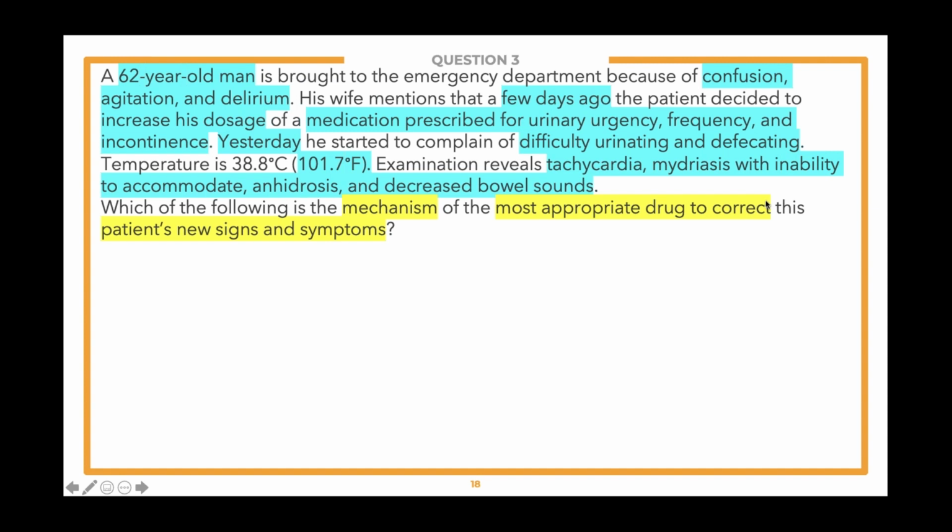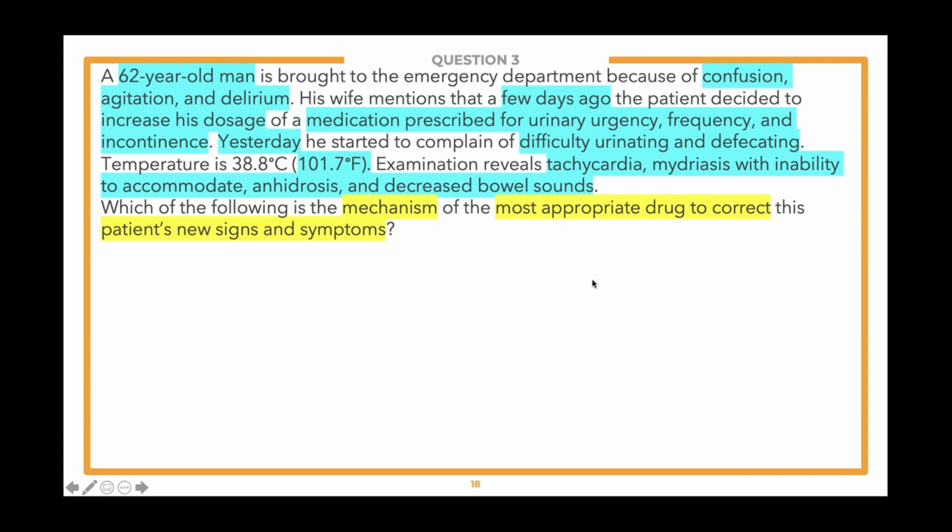So now he's tachycardic, he's got mydriasis, and he can't accommodate, he's got anhidrosis, and he's got decreased bowel sounds. So what's the mechanism and what's the most appropriate drug to correct this patient's signs and symptoms? We've got to figure out, first of all, what state was this person in, what medication were they given, and then what's the mechanism of that medication that we're going to give to fix this situation.